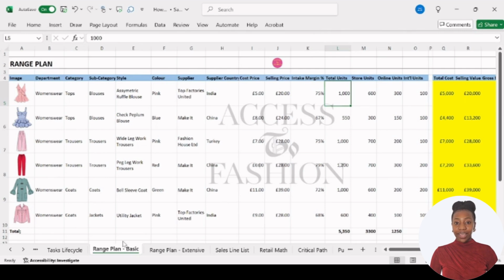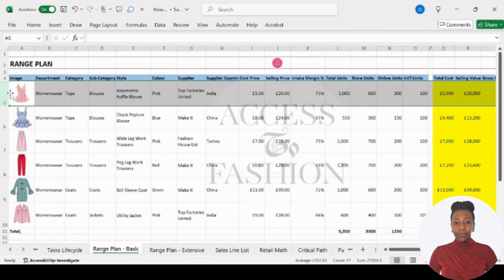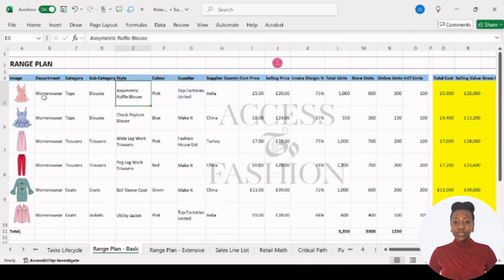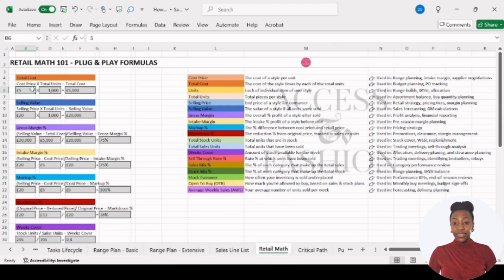So I'll take you to a range plan to lift off some example units that we will put into here. And if we look at the first style, the asymmetric ruffle blouse, the cost price is £5, and then your total units are 1,000. So what that means is we're going to lift those two pieces of information and put it in here. As you can see, we've done your £5 and your 1,000, and then that gives you £5,000. And so that's how we calculate our total cost.